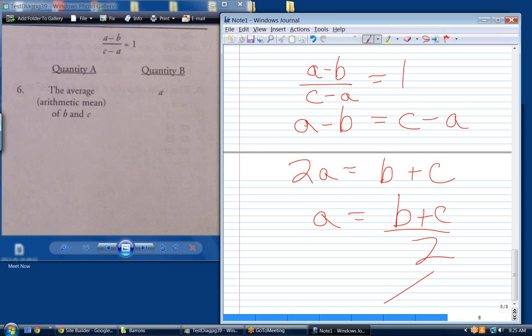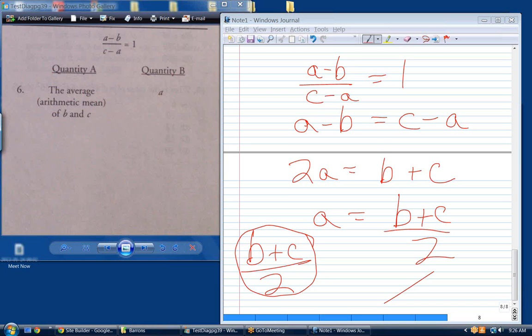What's the arithmetic mean of B plus C? What we know about the definition of arithmetic mean is that it's the number of items added together divided by the number of items. Right. So the arithmetic mean of B plus C is B plus C divided by 2.